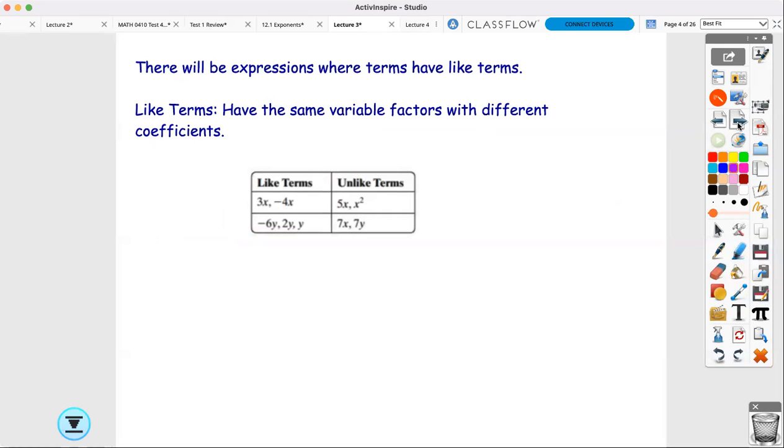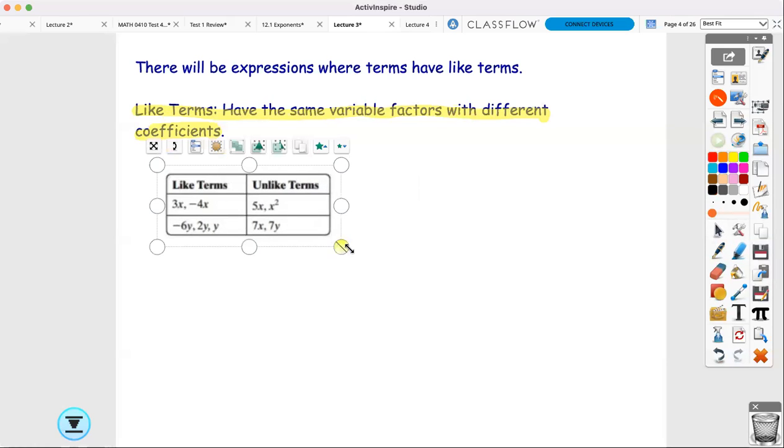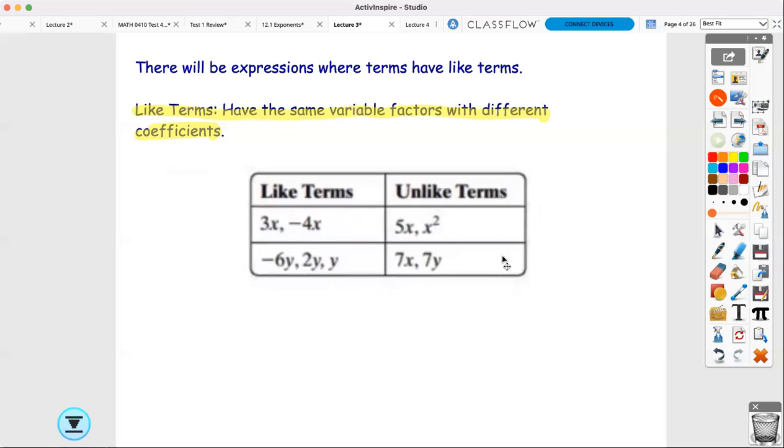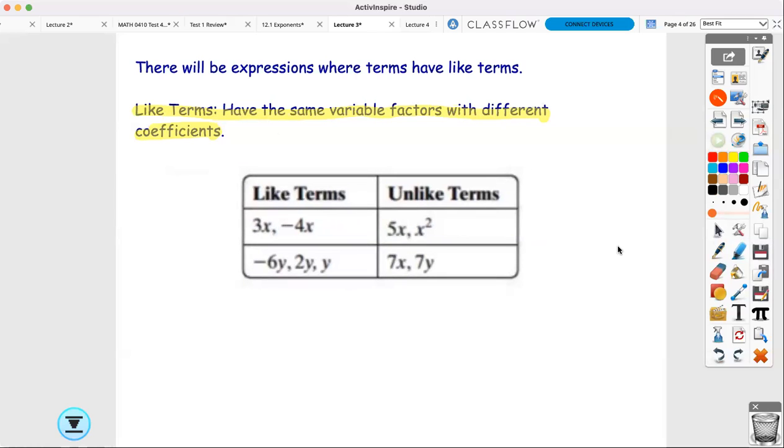Now, there will be expressions where terms have like terms. So what is a like term? Like terms have the same variable factors with different coefficients. They have the same letter, the same exponent and everything. I'll give you a moment to set this up in your notebook and create this little chart in your notes as well. It shows you an example of a like term and an example of unlike terms.